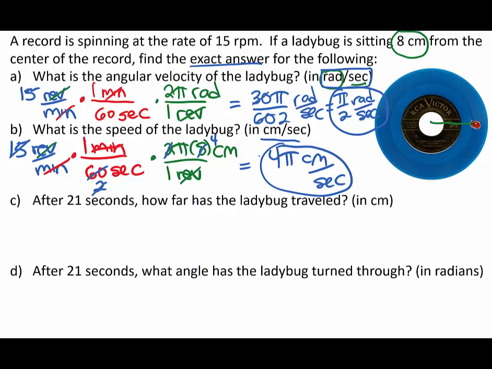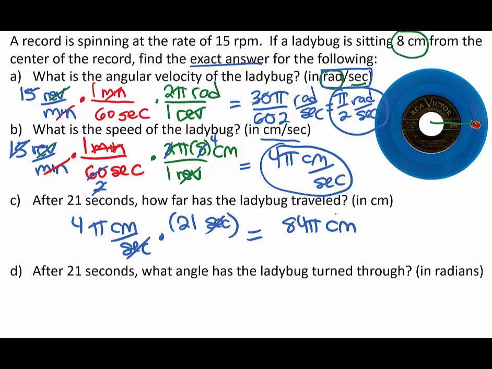Okay, after 21 seconds, how far has the ladybug traveled? Well, that one should be pretty easy because we're going 4 pi centimeters per second, and we're going to multiply that by 21 seconds. And that will tell me how far the ladybug is traveling. And so 21 times 4, that's going to be 84 pi centimeters.